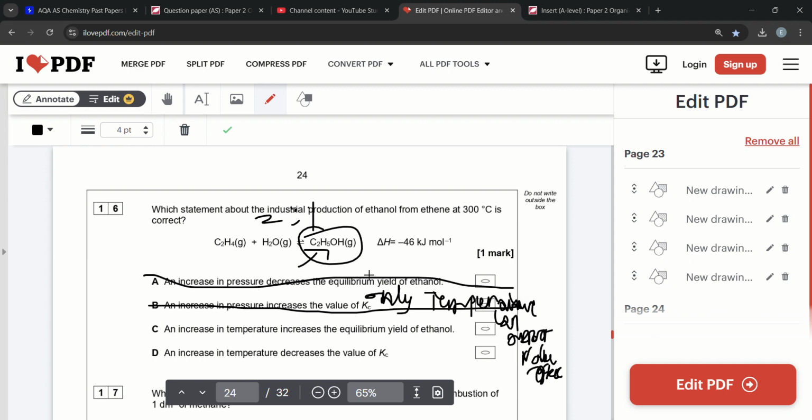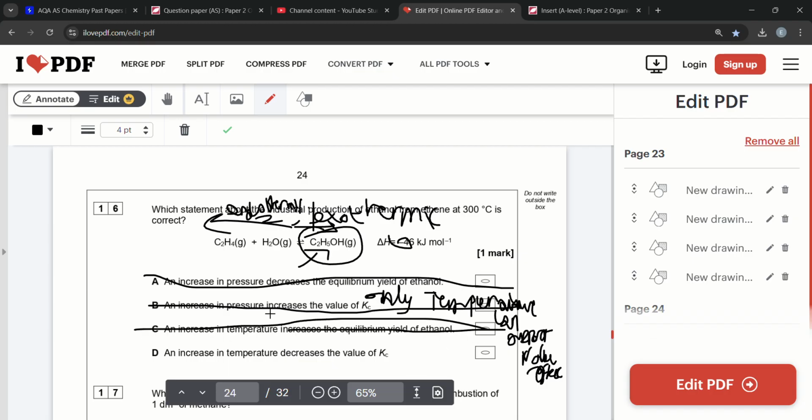Increase the temperature, increase the equilibrium yield of ethanol. Forward reaction is exothermic because delta H is negative. So if we increase the temperature, it's going to shift in the opposite direction, the endothermic direction, to oppose the increased temperature. Therefore, it will decrease the equilibrium yield of ethanol.